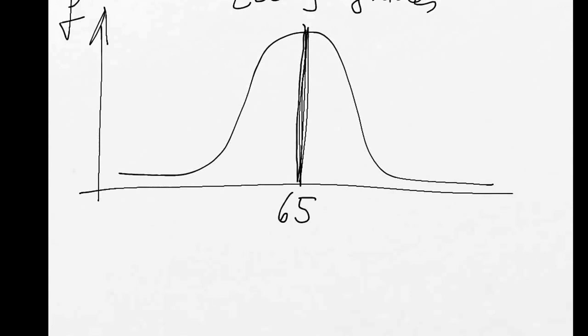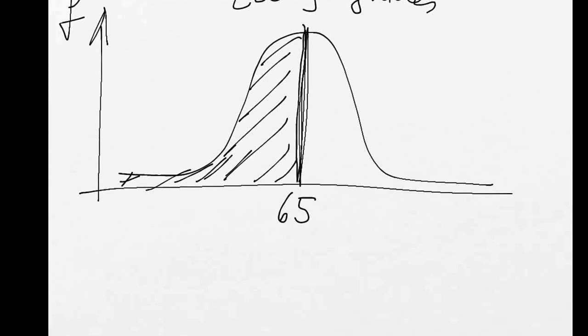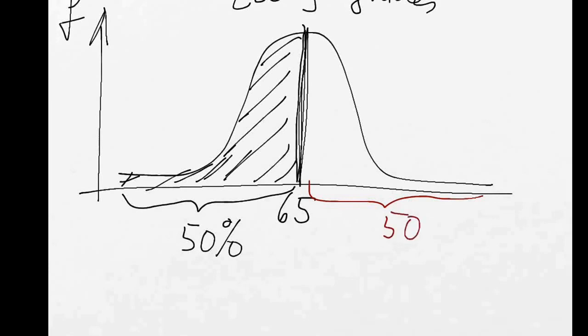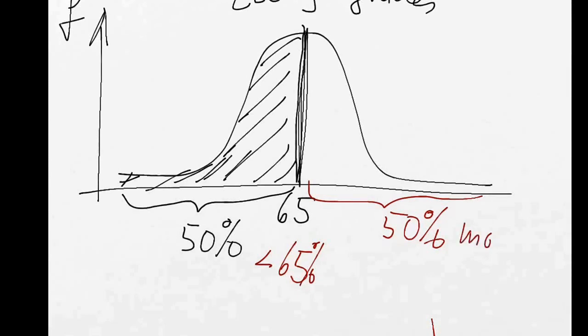50%. You're absolutely right, but how did you do that? Because it's symmetrical. So I know that this is 50%, and of course this is 50%, because otherwise it wouldn't be symmetrical. So 50% of the students have less than 65%, and 50% have more than 65%. Okay? Happy with that?